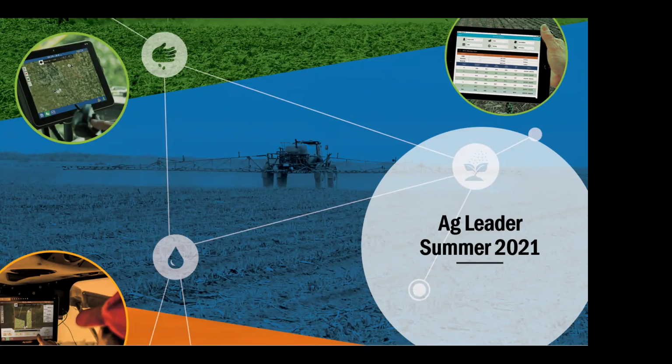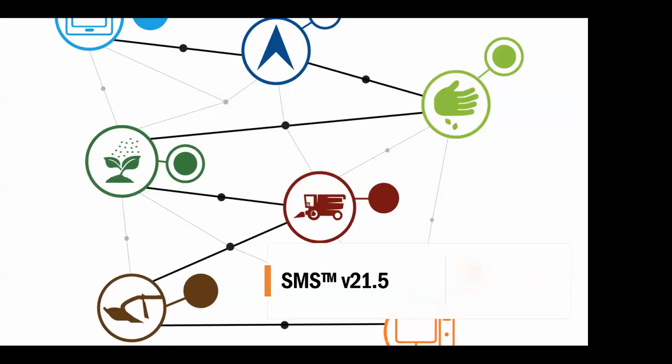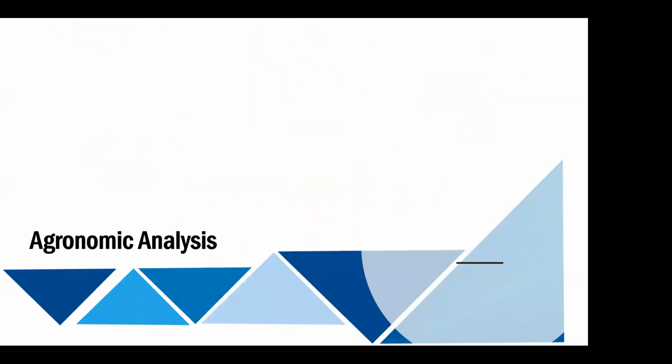So yes, we're going over some of the new features that were released in version 21.5 here last week. And we've been spending some time on a lot of these items to get them in a presentable form. Some of these things have been in the pipeline for more than a year or two. So with that, we're going to go ahead and get started. And I'm going to start with the agronomic analysis first.